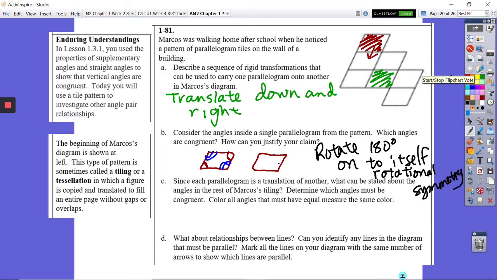Since each parallelogram is a translation, what can be said about the rest of them? What's cool about this pattern is that since they're all tessellations, they're all congruent parallelograms, which means all the obtuse angles in the whole picture are the same angle.